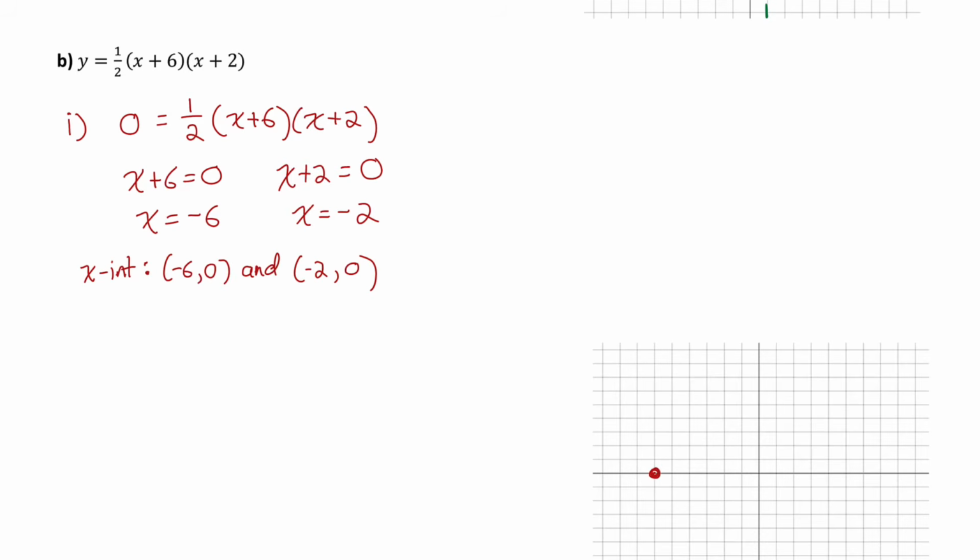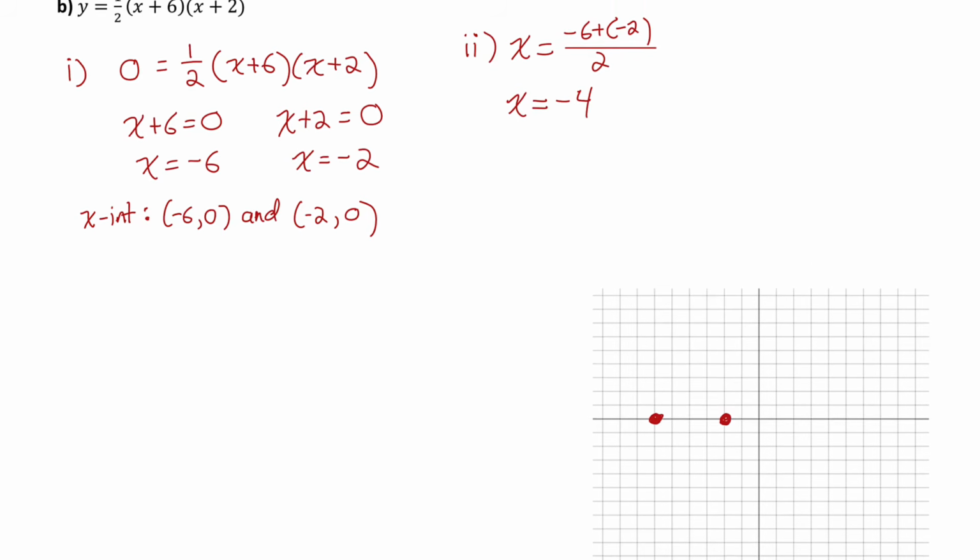I can plot those on my graph. Negative 6 and negative 2 are the x-intercepts. And then part 2 of this question, it wants us to find the axis of symmetry, which is going to be x equals the average of the x-intercepts. So negative 6 plus negative 2 divided by 2, which would give me x equals negative 8 over 2, which is x equals negative 4, is the equation of the axis of symmetry. So I can graph that on my grid as well.